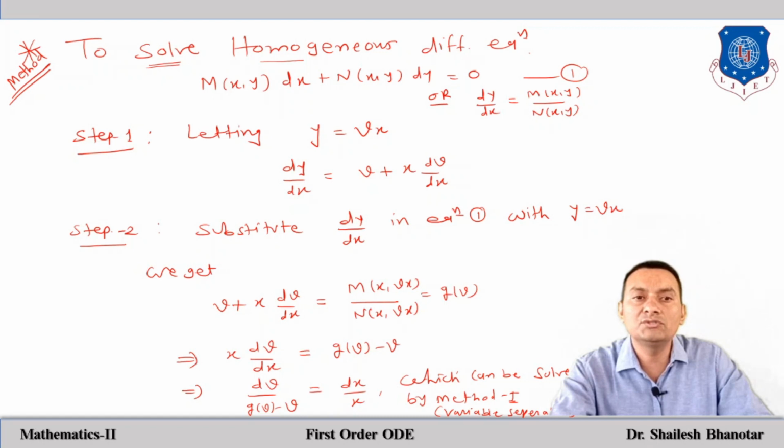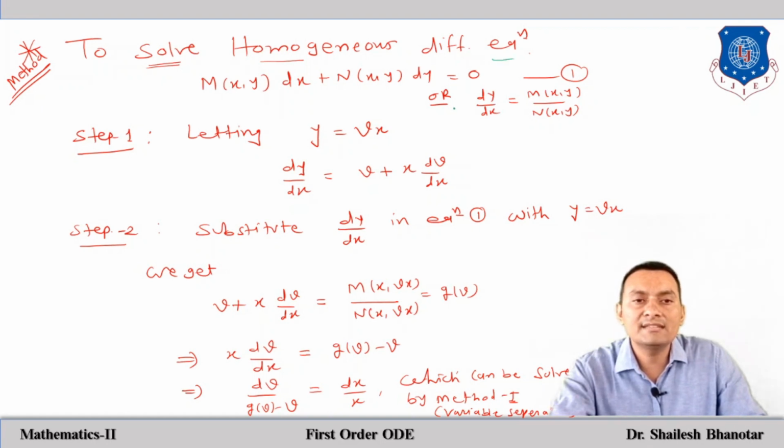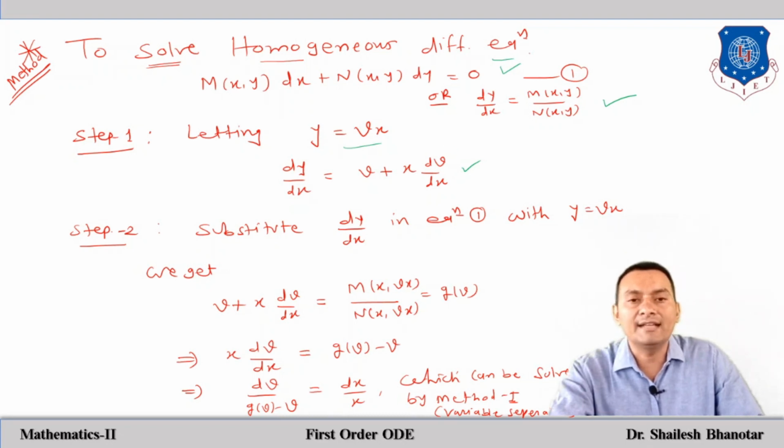But what do we have to do? So let us understand the method. To solve the homogeneous differential equation, whether it is of this form or of this form, step number 1, let y equal vx. Then we have to differentiate on both sides with respect to x. So dy by dx is equal to v plus x times dv by dx. We have only done that differentiation with respect to x.